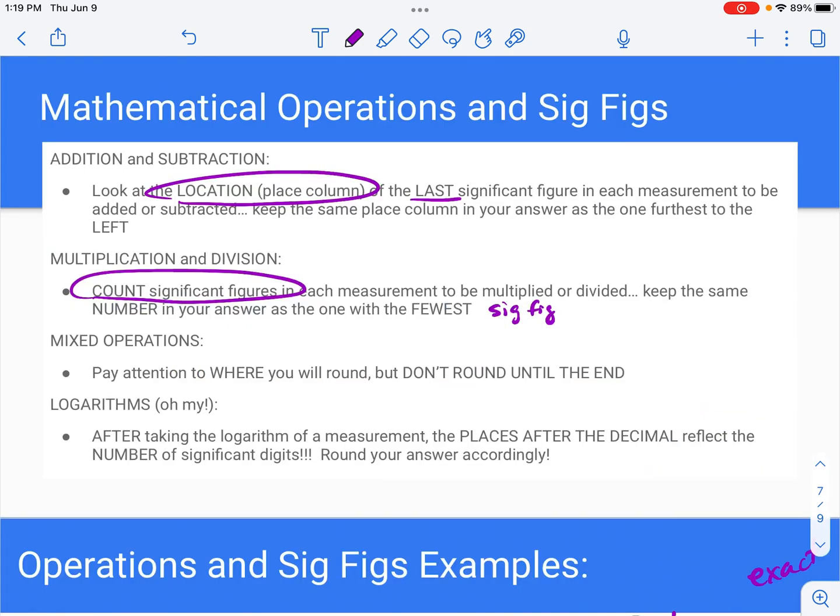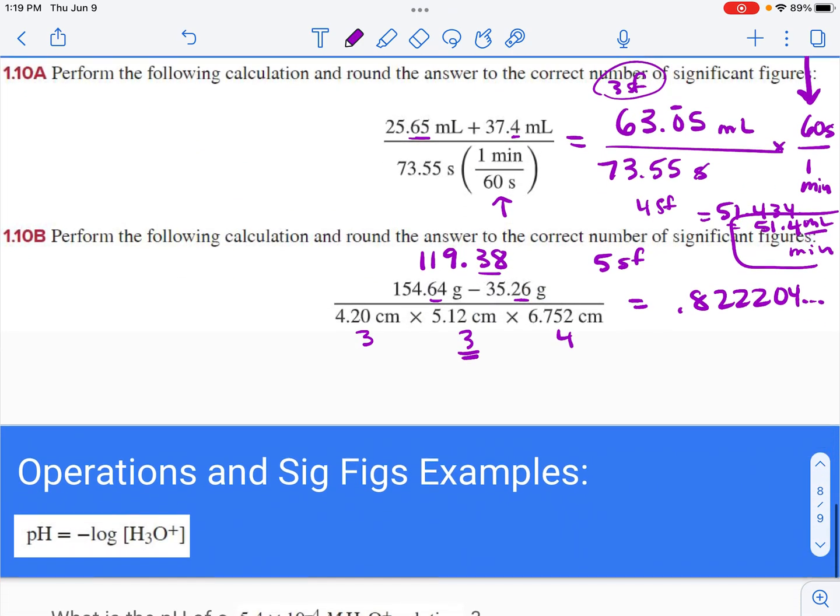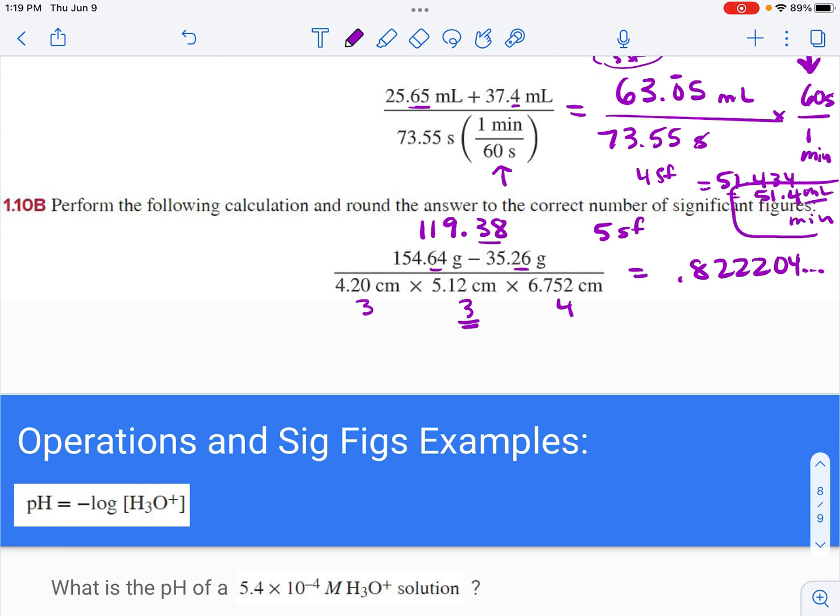Oh, sorry. Undo. And undo again. Rounded to 3 significant figures is 0.822, and the units will be grams per centimeter cubed. Okay?